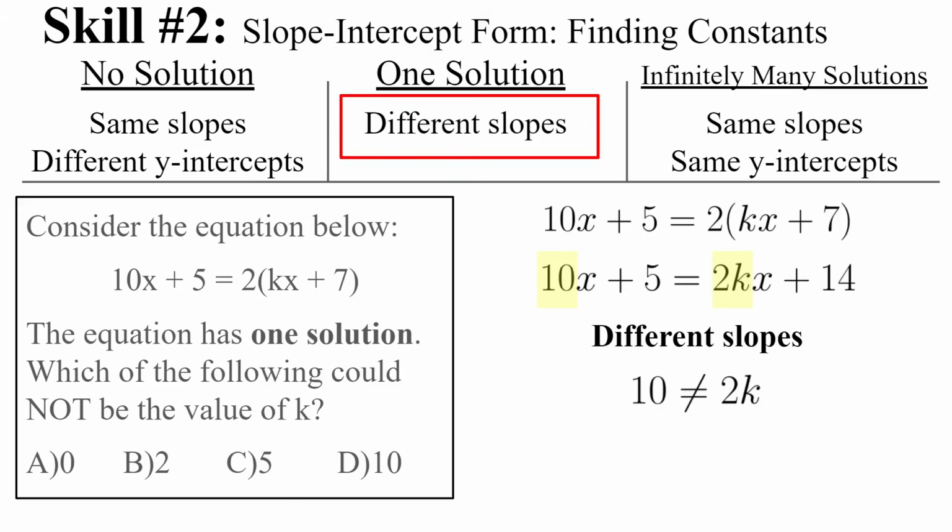Now, we need to solve for k, and if you didn't know this, you can actually do algebra on inequations just like you can on regular equations. So to get k by itself, we're going to divide both sides by 2. And we get k is not equal to 5. So notice how the question says, which of the following could not be the value of k? The answer is 5. K cannot be equal to 5. Great. Let's keep going.